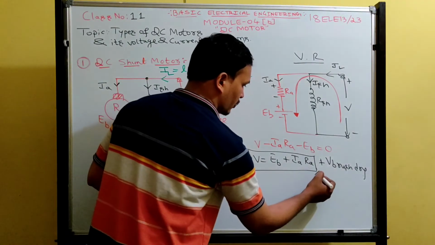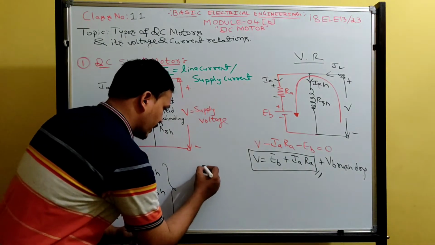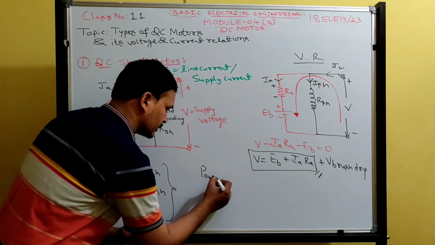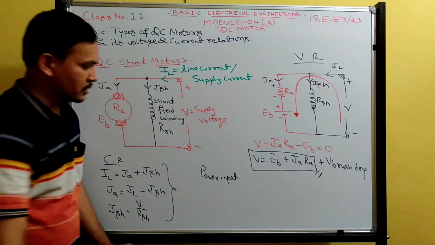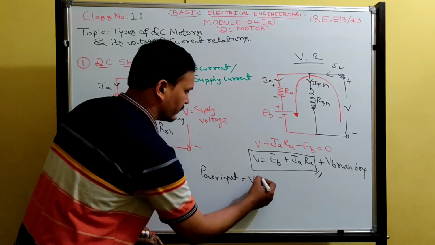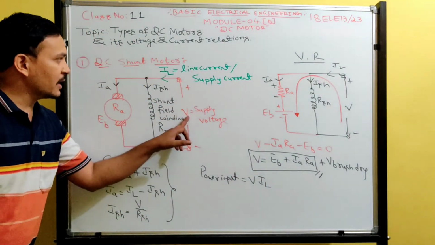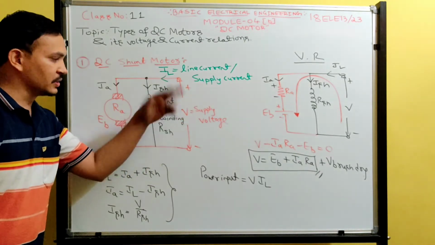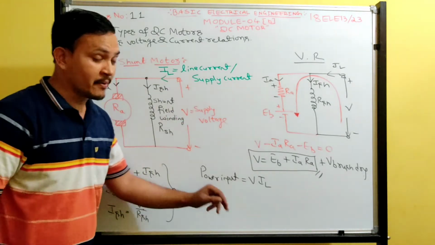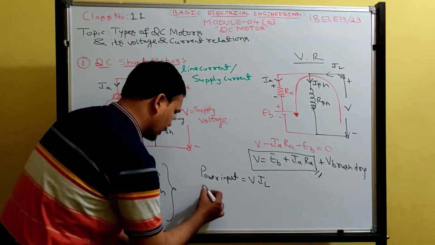So this is the voltage relation. Next is power input, which is common for all types of motors. What is power input? V into IL. So input power is supply voltage into line current. The product of these two gives us the power input to the motor. And then power output.